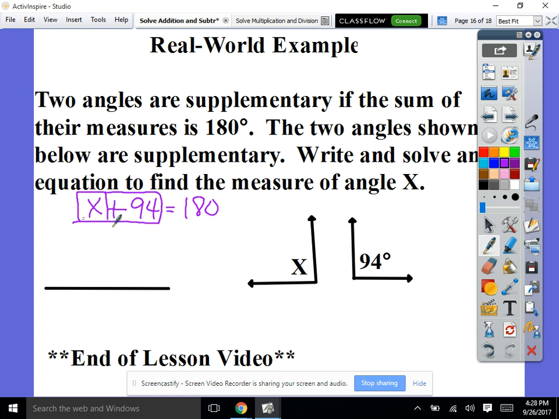Box in my terms, I'm going to subtract 94, which leaves me with x on the left side. This would be 7, this would be 10, so 10 minus 4 is 6, and 17 minus 9 is 8. So x equals 86 degrees, and I believe if you add 86 and 94, you will find that that gives you 180 degrees.